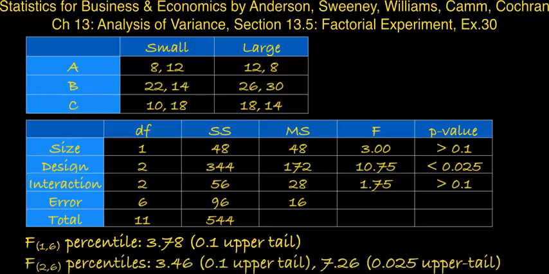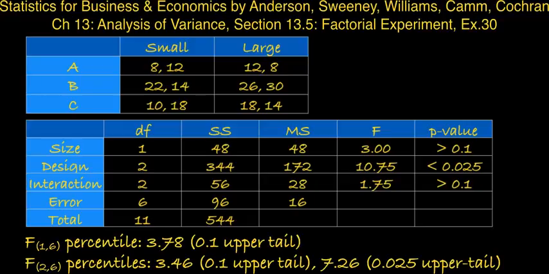For the other 2 F statistics, we're going to use the F distribution with 2 numerator degrees of freedom and 6 denominator degrees of freedom. And 3.46 has an upper tail of 0.1, while 7.26 has an upper tail of 0.025. So first looking at the F statistic for design, which is 10.75, that is to the right of 7.26, so the tail area corresponding to 10.75 must be smaller than 0.025. In other words, the p-value is smaller than 0.025.